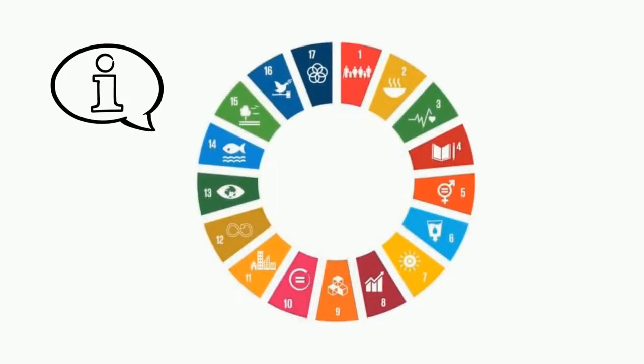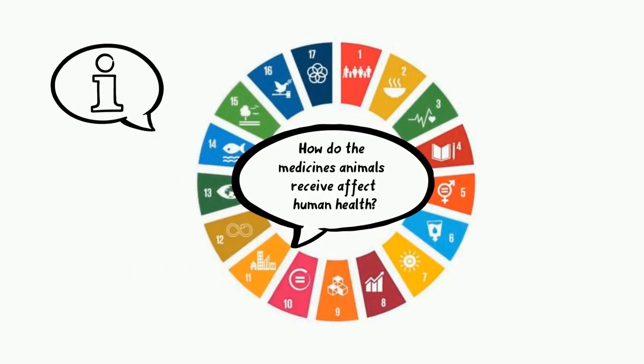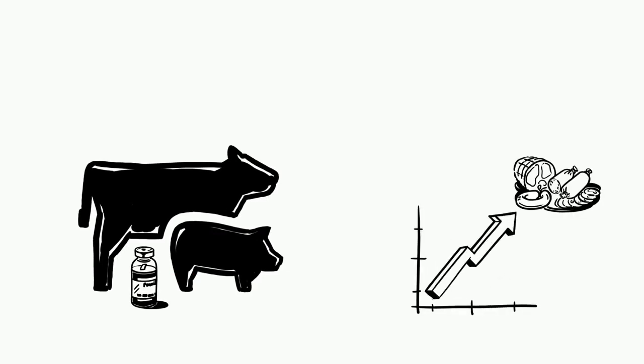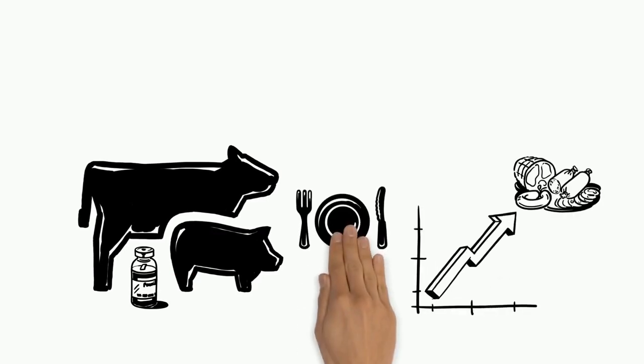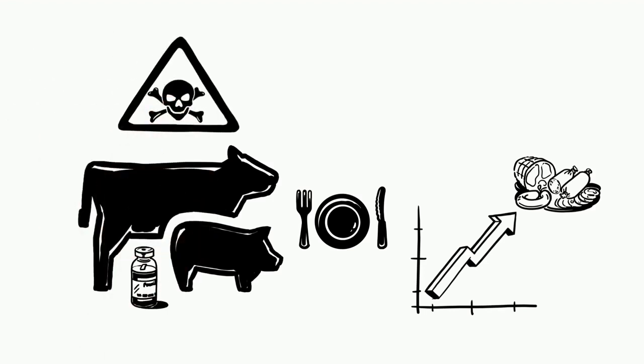Explaining the 17 Goals for the 2030 Agenda for Sustainable Development, let's explain how the medicines animals receive affect human health. Most of the animals we eat are given antibiotics to increase food production. When we eat these animals, we are also taking in the harmful chemicals used to fatten the animals up.